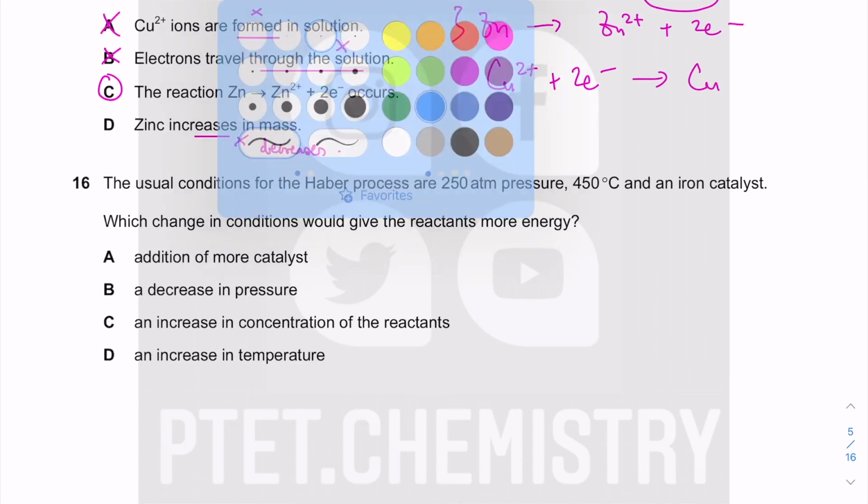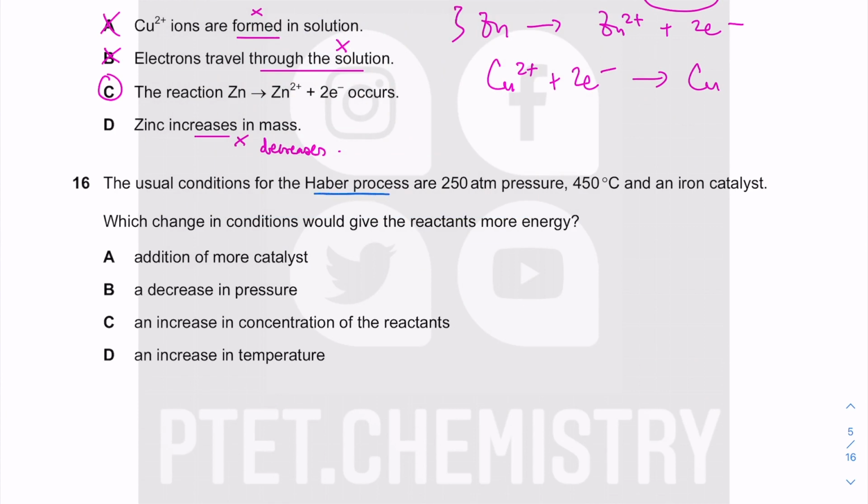Question 16. So we have the Haber process. The Haber process is used in the manufacture of ammonia, so it's one of the few case studies that are very important. The other one being the contact process that's used to make sulfuric acid. So high pressure, high enough temperature, and an iron catalyst. What change in conditions will give the reactants more energy? You are changing the energy distribution.